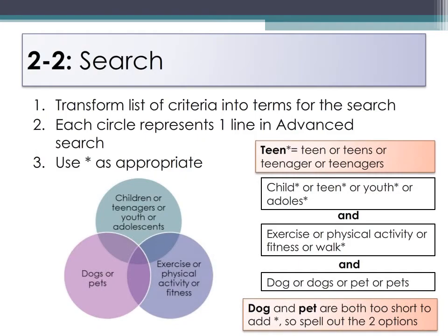Next, you will put the terms into the database. Each circle represents one line in the advanced search. These lines will then be ANDed together to find articles that include all three of the requirements.